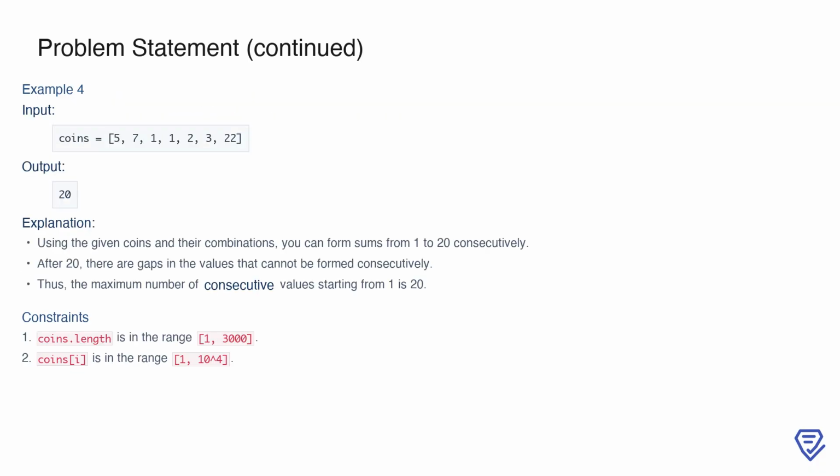For the next example, consider coins equals 5, 7, 1, 1, 2, 3, 22. Using the smaller coins, you can form sums from 1 all the way to 20 without any gaps. This is achieved by combining the values of the 1, 2, 3, 5, and 7 valued coins in various ways. However, after 20, it becomes impossible to form certain values consecutively, as there are gaps in the possible sums. Therefore, the output in this case is 20, since the maximum number of consecutive values starting from 1 is 20.